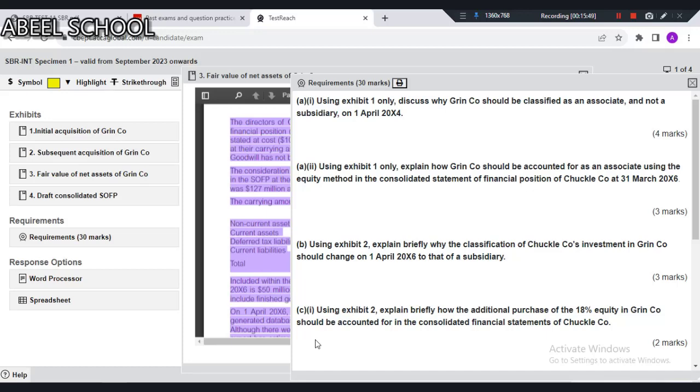C1, what are they saying? Using Exhibit 2, explain briefly why the additional purchase of 18% equity in Green Company should be accounted for in the group accounts. 18% equity in Green Company should be accounted for in the consolidated financial statements of Chakal Company. So you need to explain how the additional 18% equity in Green Company should be accounted. We need to explain that. C1 is just a 2 marks question. Okay. Now let's read.